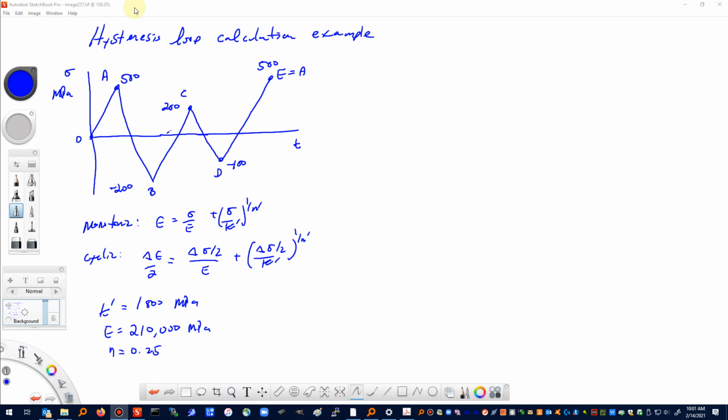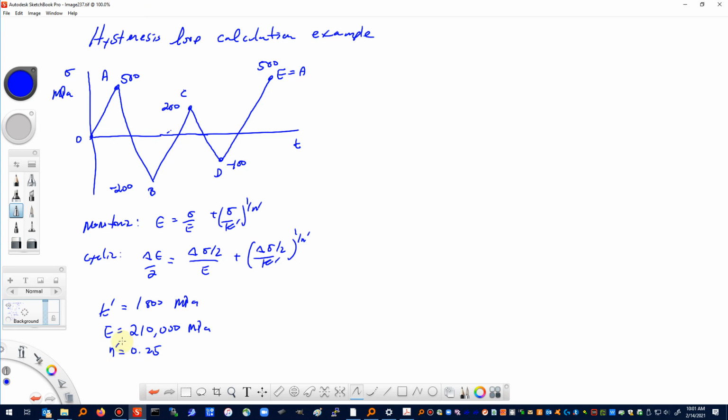Now I've written down the monotonic equation and the cyclic or branch equation. Okay, so the monotonic Ramberg-Osgood equation that we're going to use is sigma over E plus sigma over K prime to the 1 over N prime power. Now I'm assuming that we have a cyclically stabilized material, so I'm going to use the K prime and N prime values.